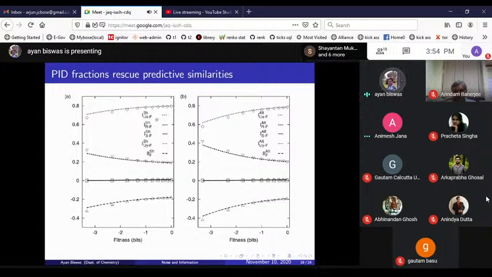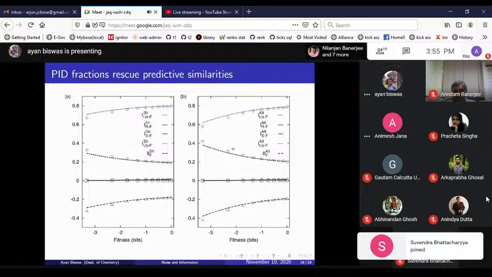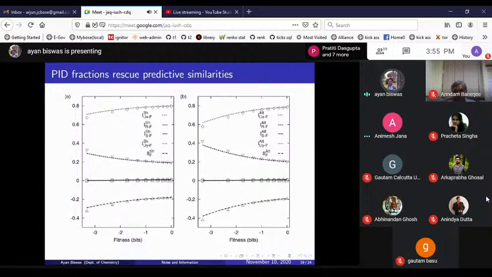So what we did, we normalized each and every PID molecule with respect to their corresponding total three-variable mutual information. And finally, you have similar types of magnitudes and range of increment. And obviously, you have got a predictive similarity established between your Shannon and alternate mutual information.